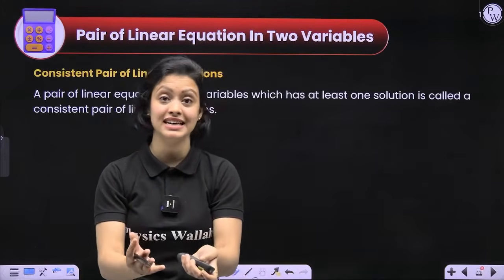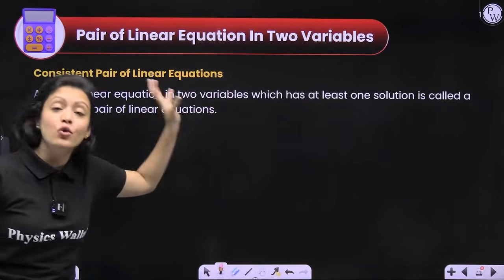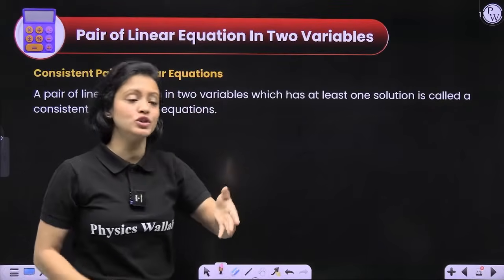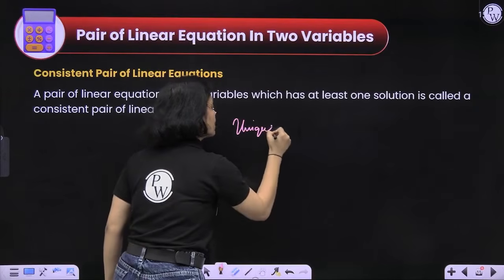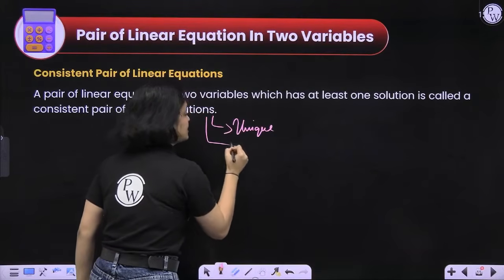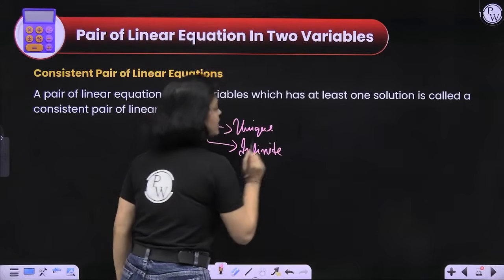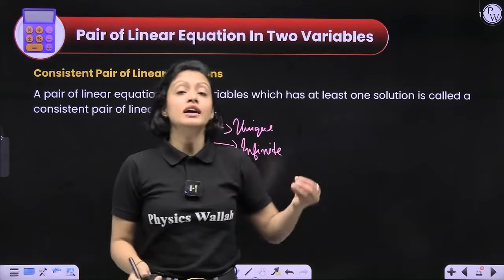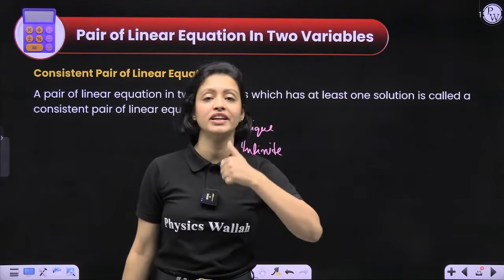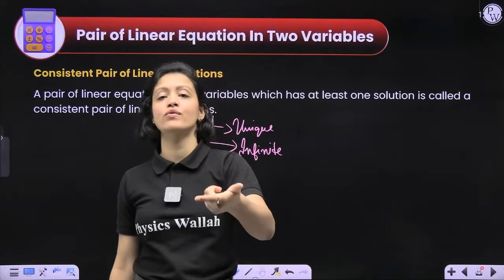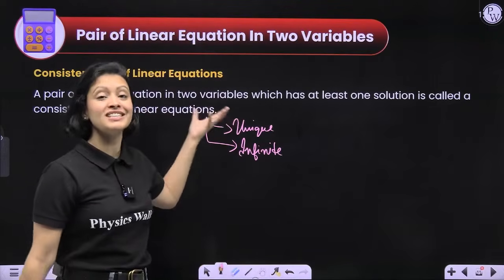Consistent system, right? So consistent pairs of linear equations are those that have a solution. They can have a unique solution or infinite solutions. Both of the cases lie in this category. So if somebody asks you whether the given pair of linear equations is consistent, all you need to do is check whether they are intersecting at a point or they are overlapping. That's it. If either case is happening, then the system is consistent.